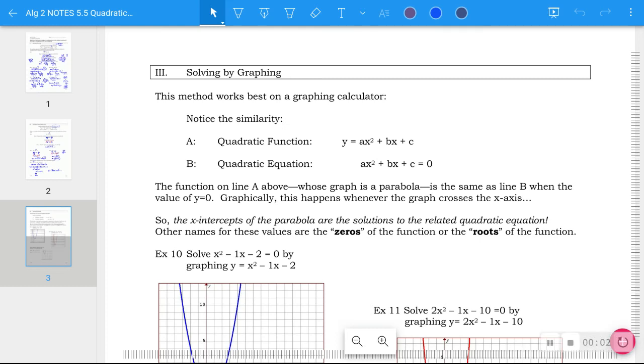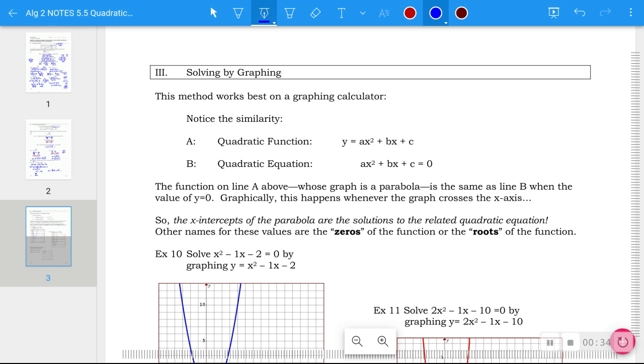Okay, we're looking at the final method in this section. This is section 5.5 for Algebra 2. And the notes end with this method called solving by graphing. The explanation I'm going to give you will be based on a TI-84 calculator. So if you've got a TI-84 on your desk, it'll really help, because my verbal explanations, you can try them and pause the video. Okay.